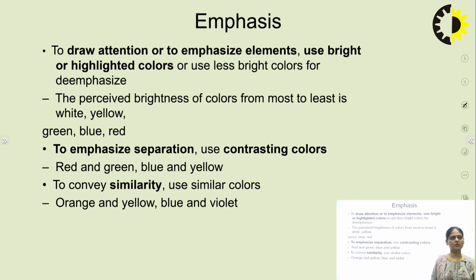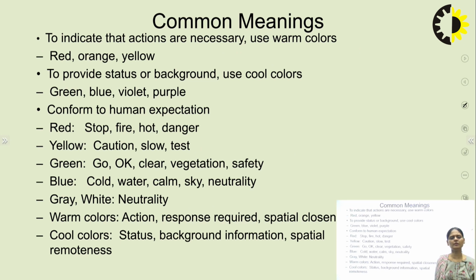To emphasize separation, use contrasting colors like yellow and red. So we can always show a separation with red, green, blue, yellow. To convey similarity, use similar colors: orange, yellow, blue, violet. Common meanings: to indicate that actions are necessary, use warm colors like red, orange, yellow. To provide status or background, use cool colors like blue, green, violet.